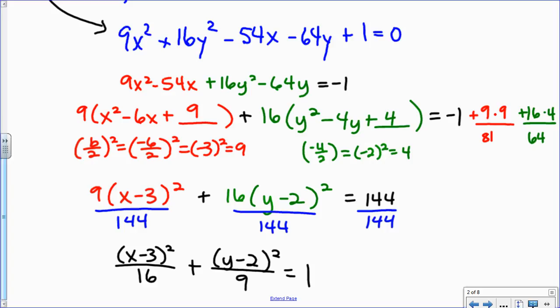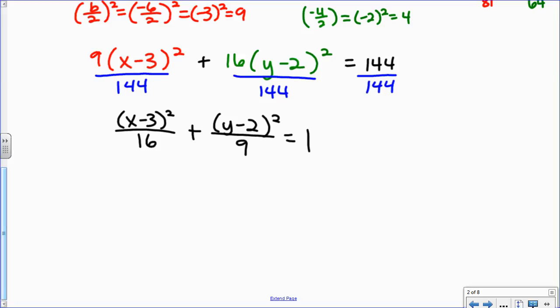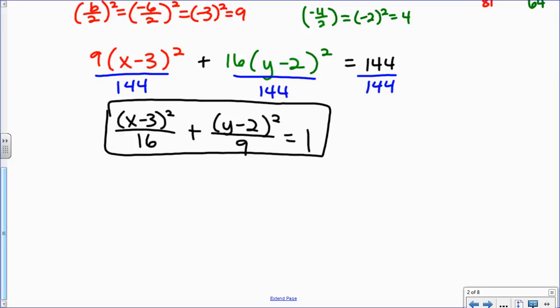Again, this kind of happened yesterday where the 16 and the 9 look like they switched places. That's just coincidental. That's because 16 times 9 is 144. But that's not always going to happen. So it wants us to find our center and vertices. So our center would be what, Dorian? It would be 3 and 2. Good. So opposites, so 3, 2.